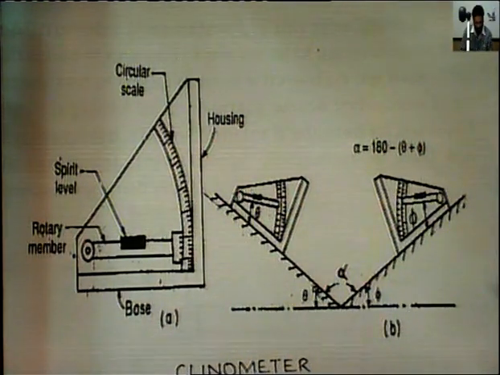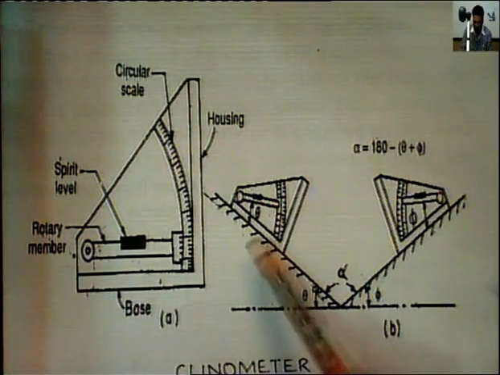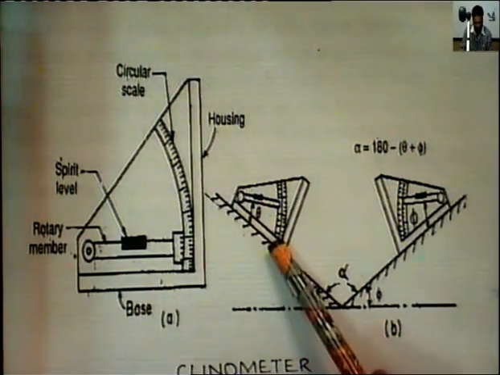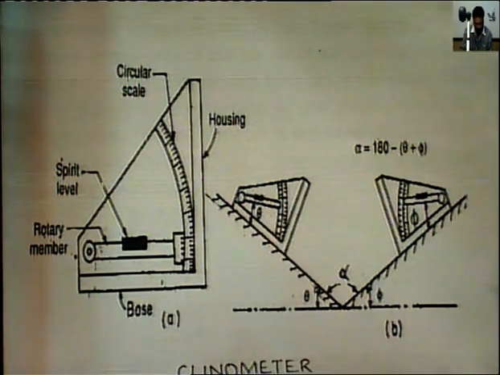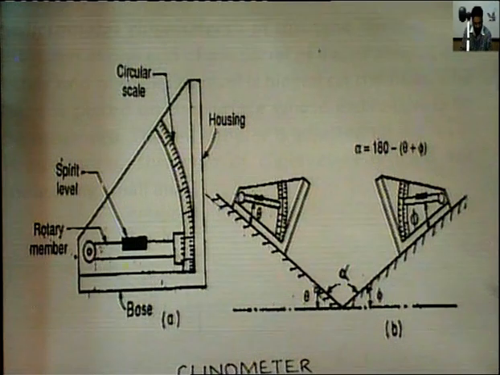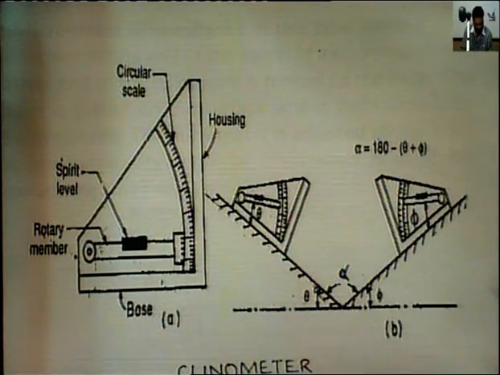Clinometers are generally used to determine the angle included between two adjacent faces. So the base of the instrument is placed on one of the surfaces, and the rotary member is adjusted till the zero reading of the bubble is obtained. The angle of the rotation is then noted on the circular scale against the index.